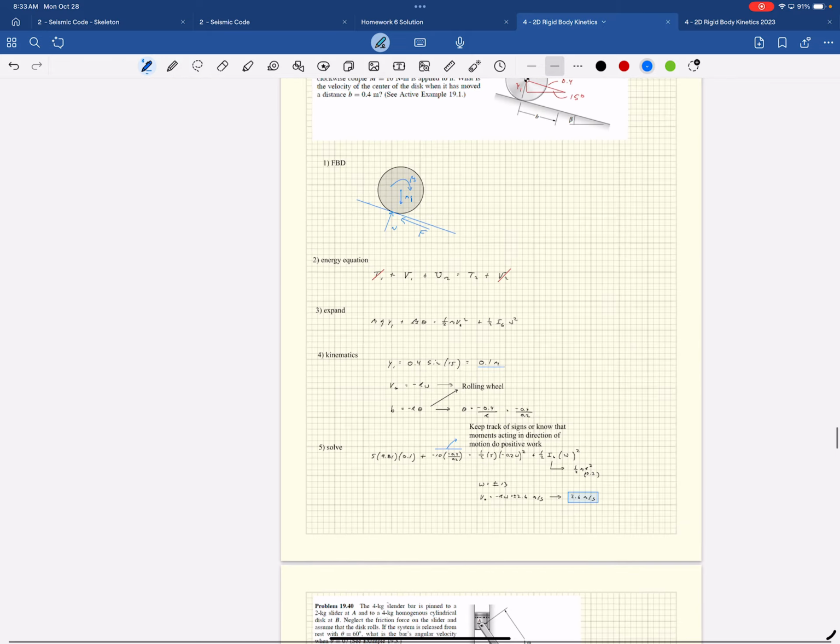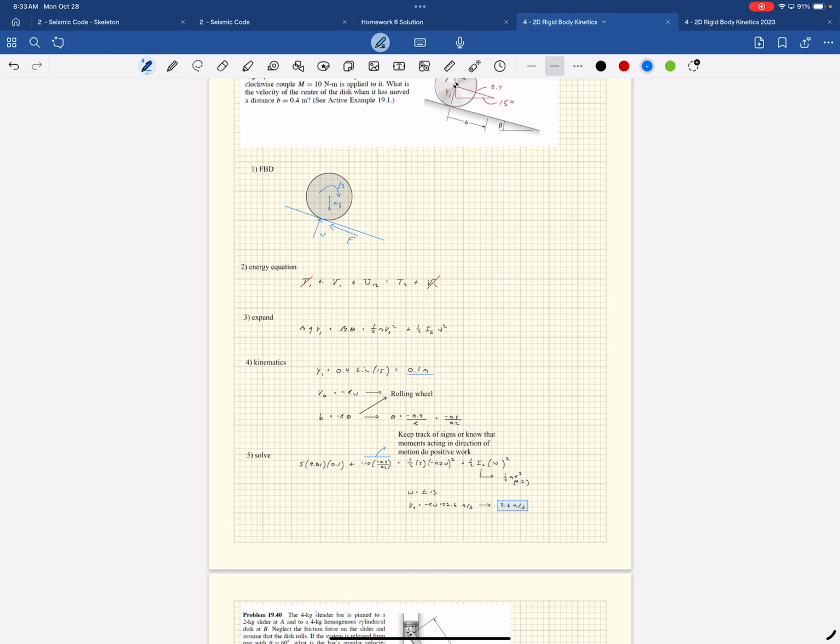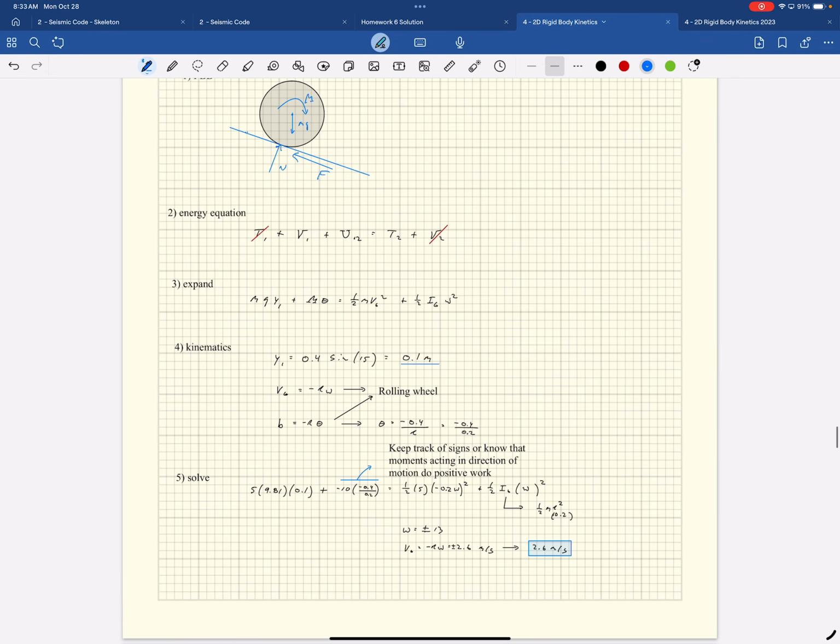Yeah, because it's going to be moving to the right. Cool.